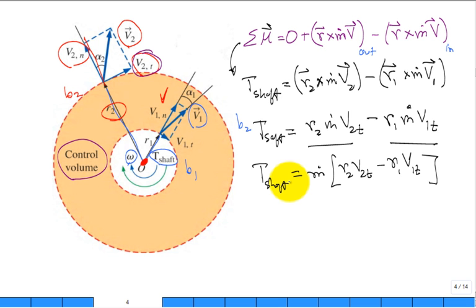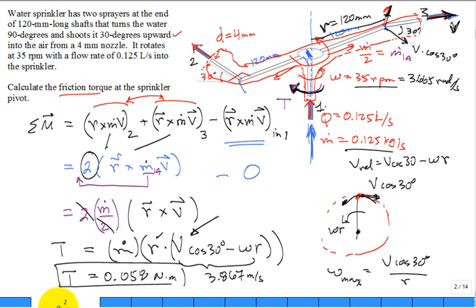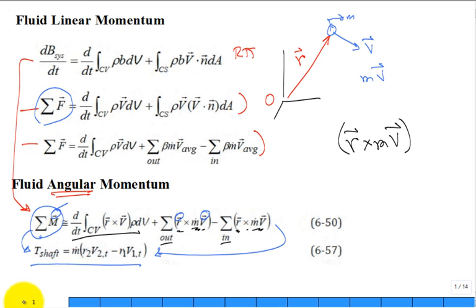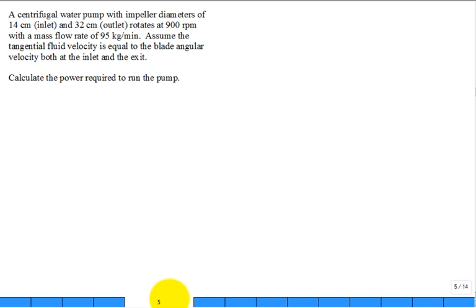Let's go back and look at that equation that was written right here. Not that one. Where did I just see it? Oh, right here. Isn't that the equation for the motor? For the water pump, I mean? So we understand now this simplified application of the angular momentum flow rate. Ready to solve a problem?